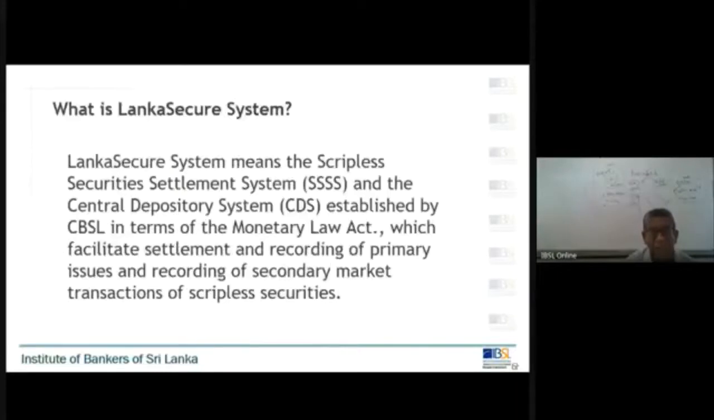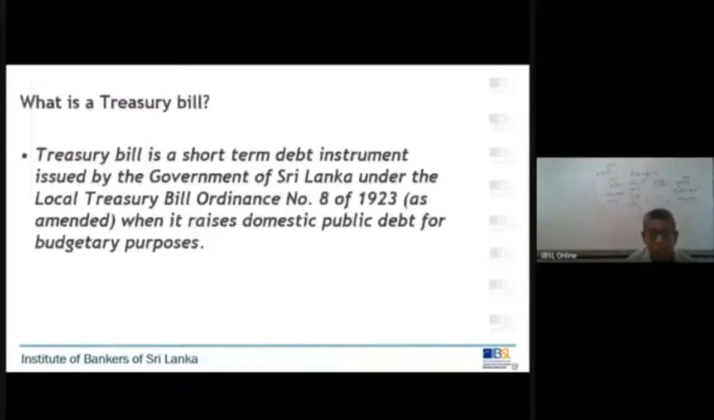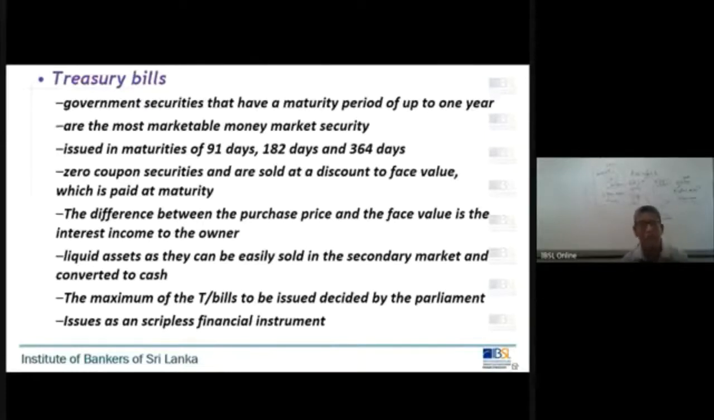Having understood that, now look at it. What is a treasury bill? A treasury bill is a short-term debt instrument issued by the government of Sri Lanka under the Local Treasury Bills Ordinance. But don't worry about this law. Remember, it is issued by the Central Bank on behalf of the government, and usually has a period of up to 1 year, issued in maturities of 91 days, 182 days, and 364 days.